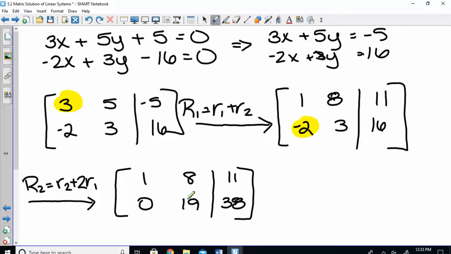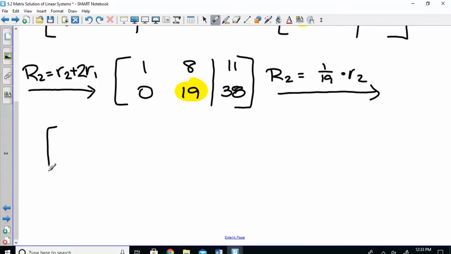Next we go to row 2, column 2, and we need this to be a 1. So we've talked about different ways to get 1. When in doubt, multiply by the reciprocal. So 1 over 19 times row 2. And that will always work to give you a 1. So 1 over 19 times 0 is still 0. 1 over 19 times 19 is 1. 1 over 19 times 38 is 2.